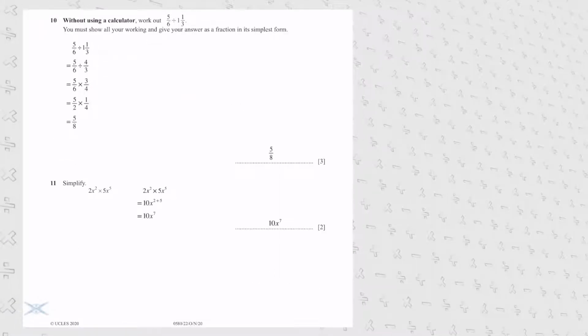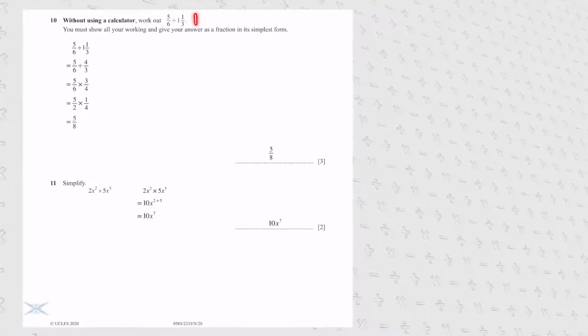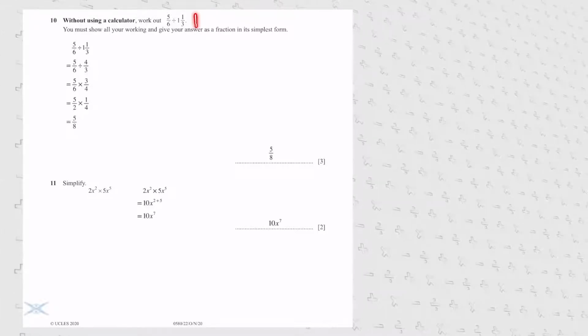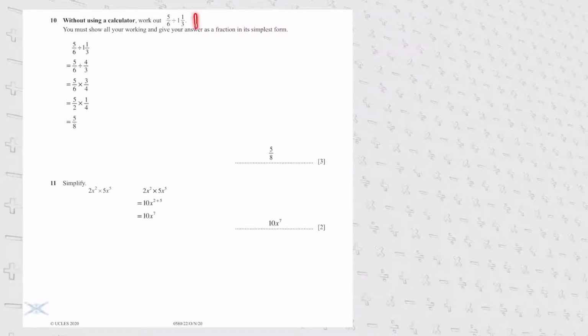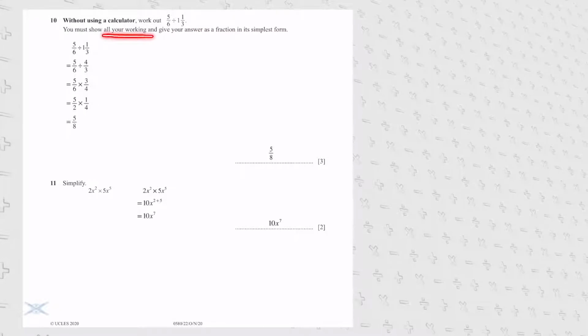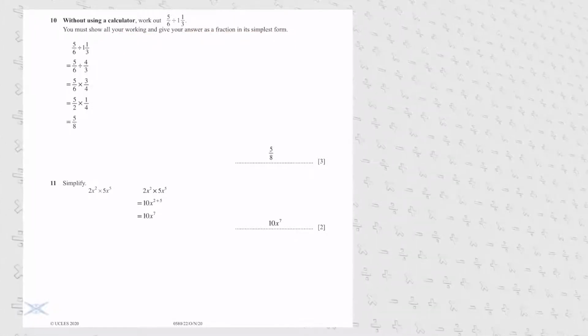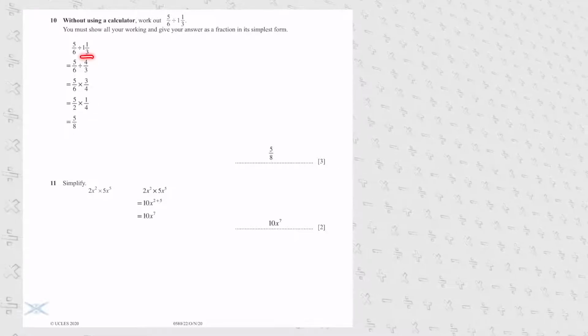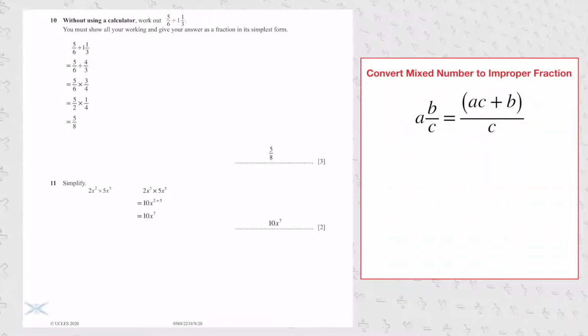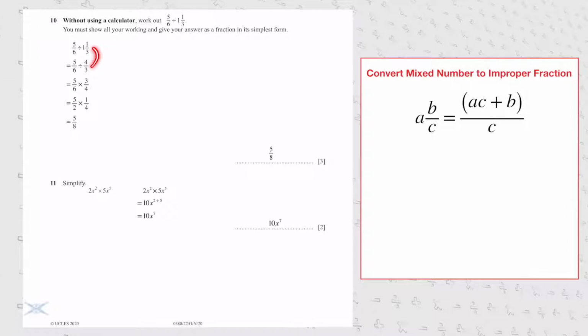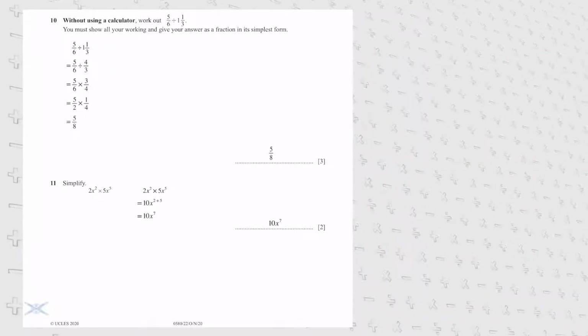In exercise number 10, we are required to work out 5/6 divided by 1 1/3 without using a calculator. All of our work must be shown and the answer provided as a fraction in its simplest form. In a first step, we need to convert this mixed fraction into an improper fraction. The formula to perform this transformation is provided at the right-hand side of this video.